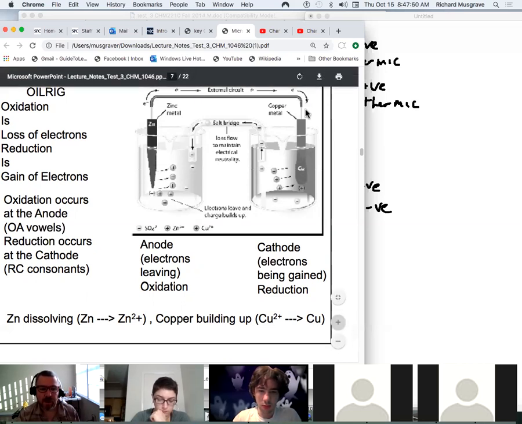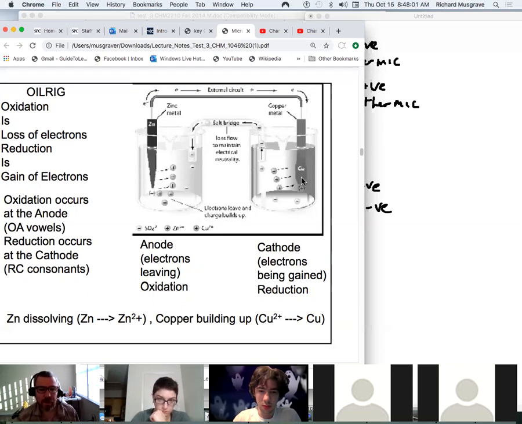The copper is undergoing reduction. You can see that that's plating as well. So I say that it's dissolving on the zinc side, and I say it's plating on the copper side. You might have heard of the process called electroplating. Well, this is it. This is what electroplating is.